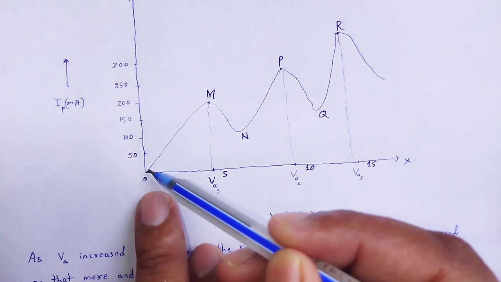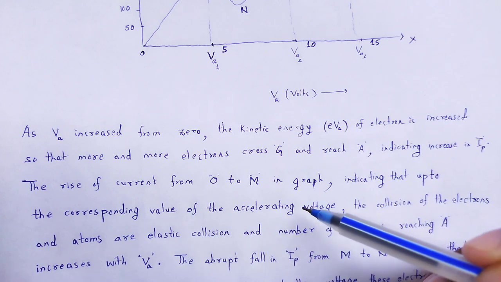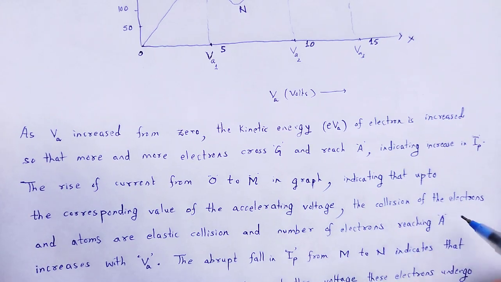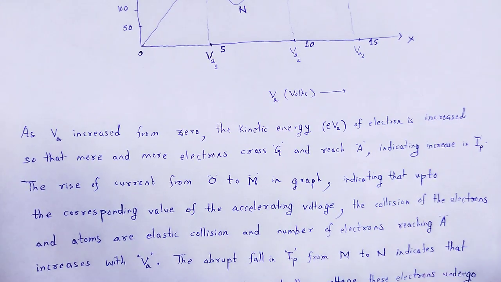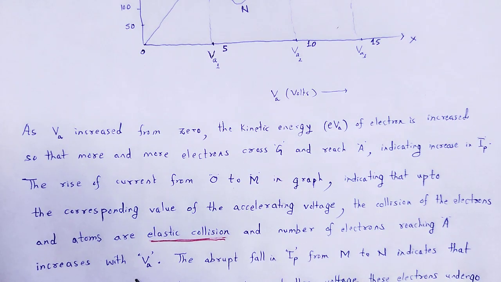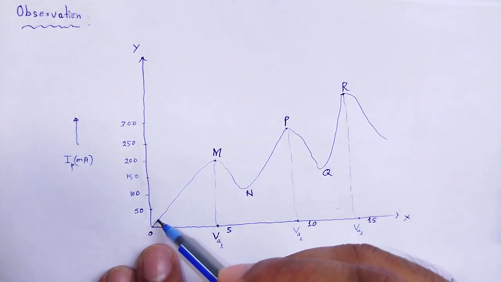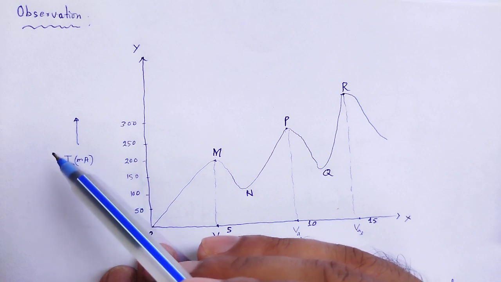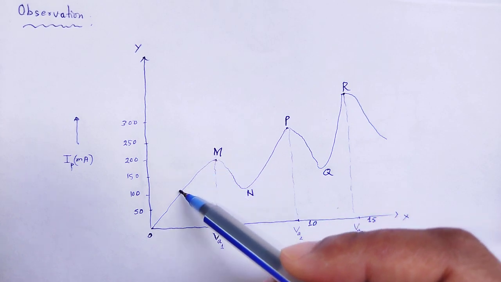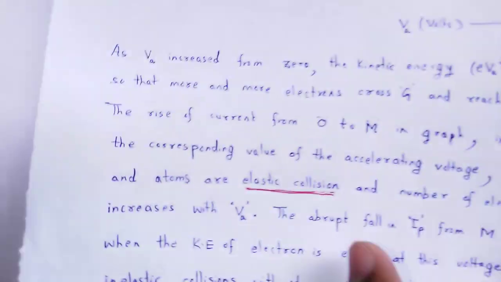So, the rise of current from O to M in the graph indicates that up to the corresponding value of the voltage, the collisions of the electrons and atoms are elastic. And the number of electrons reaching A increases with V_A. As the potential increases, the current we measured also increases up to a maximum. In that situation, the collision between electrons and the mercury vapor is elastic in nature.